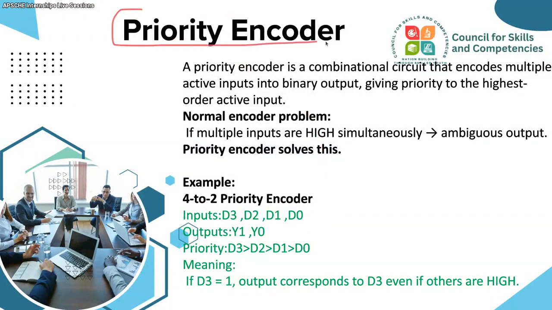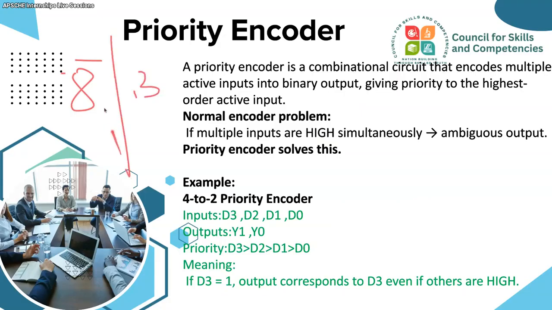So that's about the comparator. Then we will try to understand something on the priority encoder. We learned about the encoder. You have many 8 to 3 encoders, so we have 8 inputs and it will convert into 3 bits.